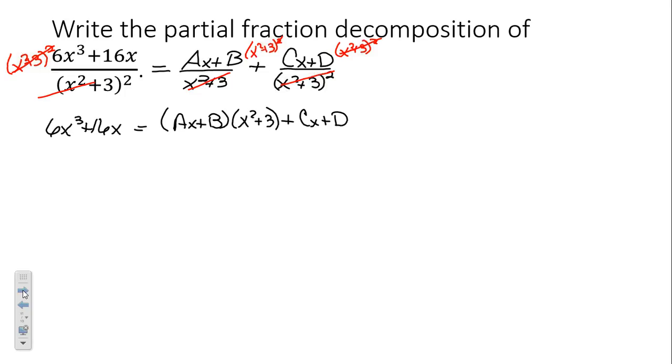All right, so the next part says, if we can't find a good number to plug in, let's go ahead and FOIL things out. So I'll have an ax cubed. Then let's do the insides next, because we're going to write it in descending powers of x, so bx squared. Then the outsides, ax times 3. And then the last, 3b.